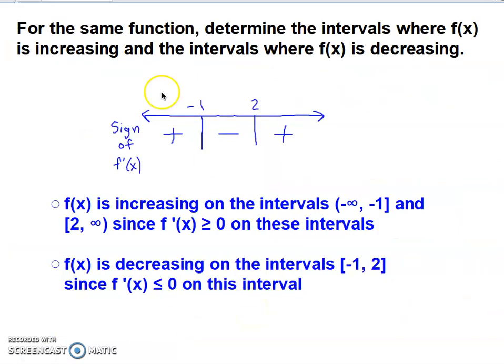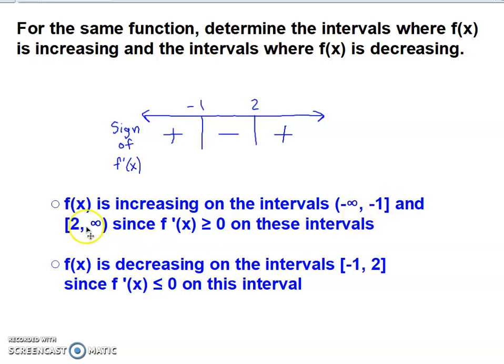And for the same function, determine the intervals where f of x is increasing and the intervals where f of x is decreasing. This is the same exact sign chart. I know my derivative is positive from -infinity to -1. It's positive from 2 to infinity. My function is going to be increasing on those intervals.